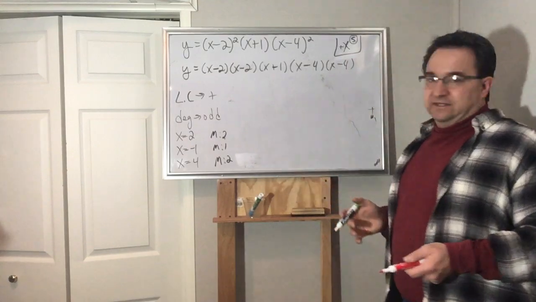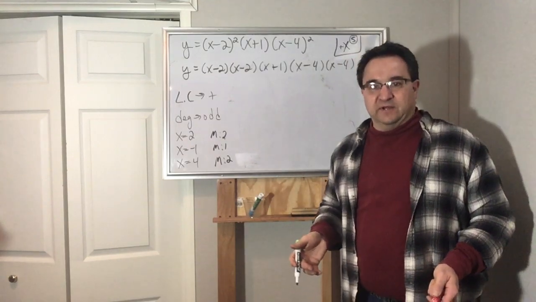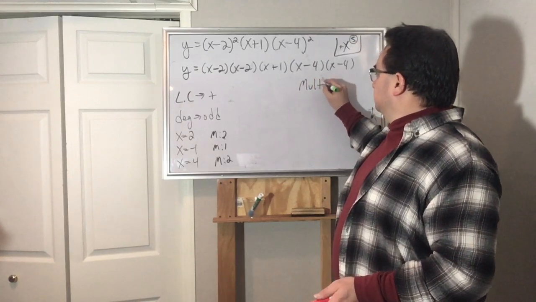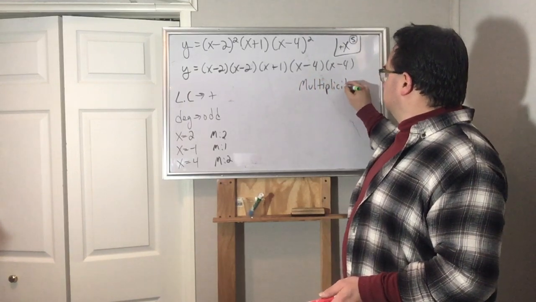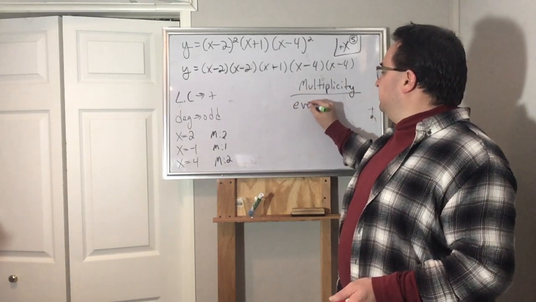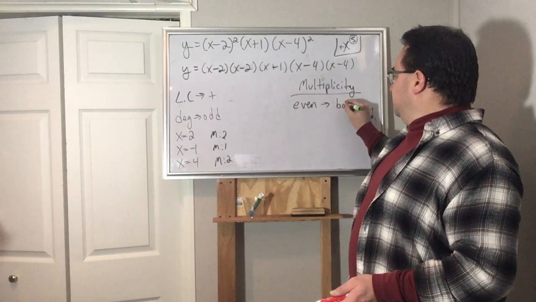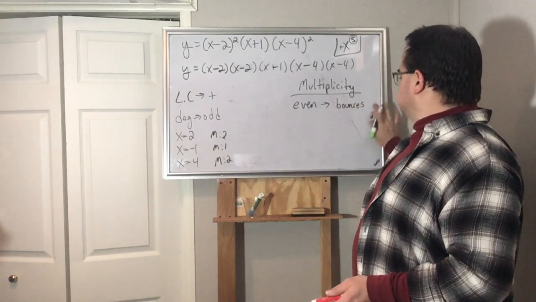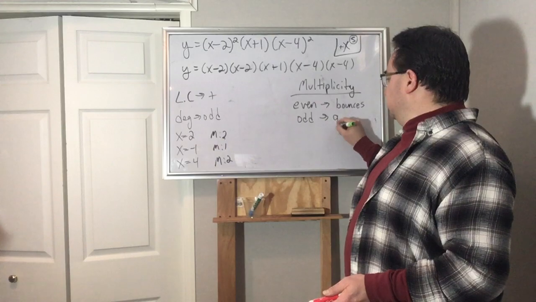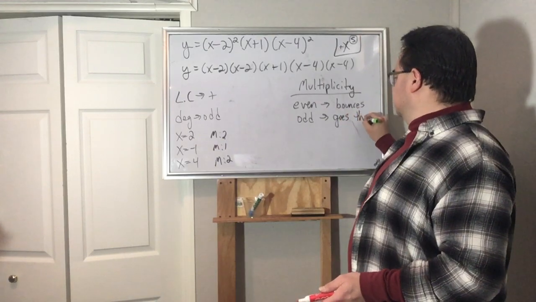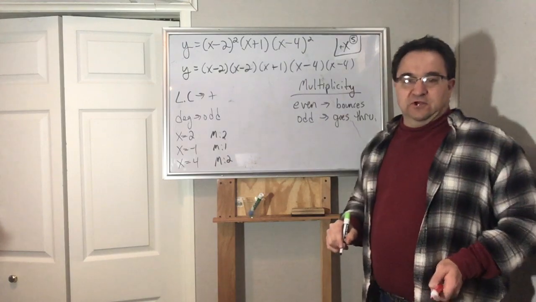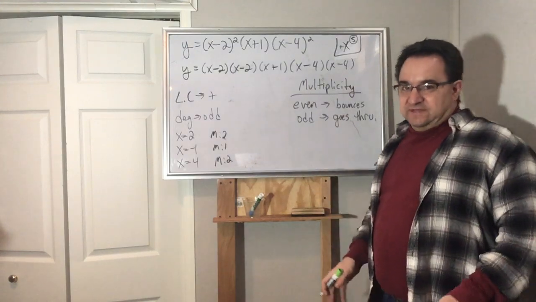So it's not a hard idea, but so what? Why do we care about that? Well, because if it's an even multiplicity, it bounces. And if it's an odd multiplicity, it goes through. And I know that's not how you spell through. So what does that mean?